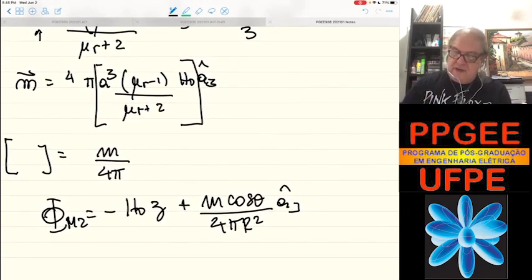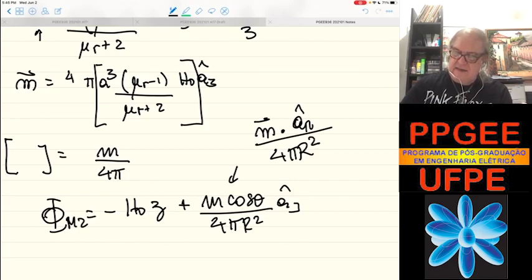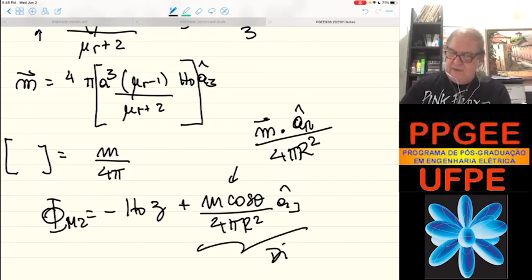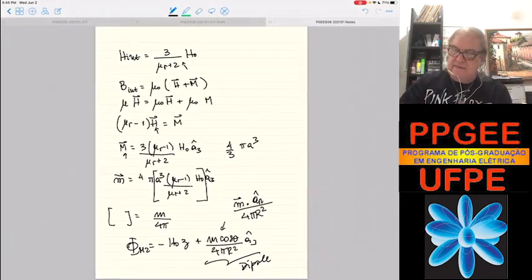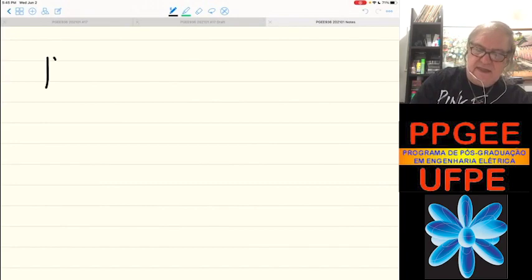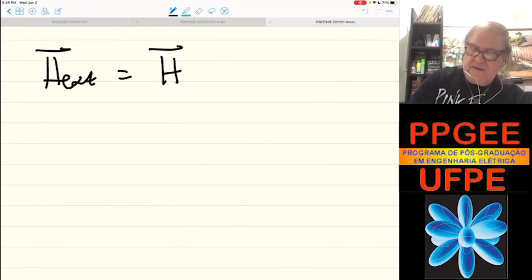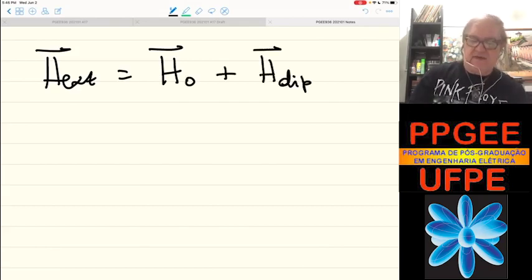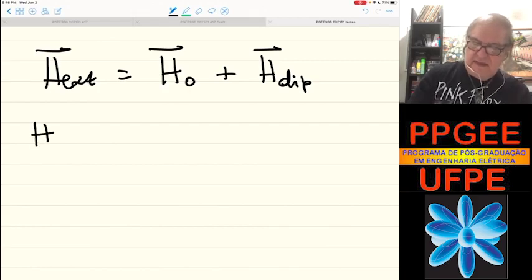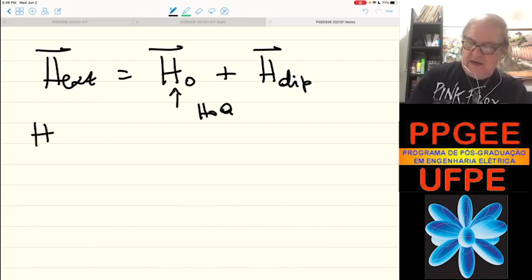So this is the potential due to a dipole M, a_r divided by 4 pi r squared. So that's a dipole potential, which is going to give a field. So the external field equals the applied field plus the field of the dipole. What's the field of the dipole? Well, this is constant and equals H0 AZ.